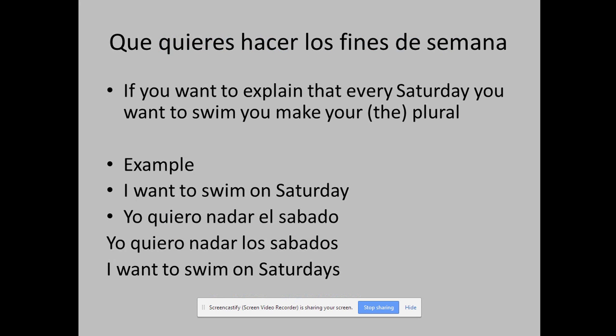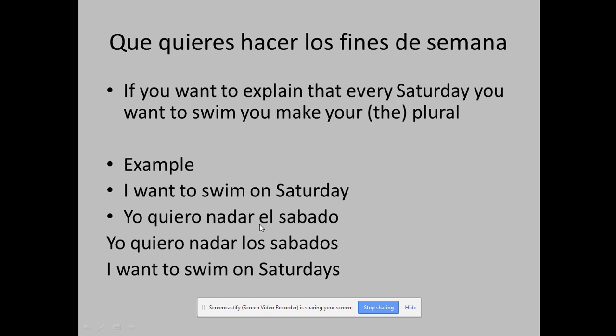The next thing on the list that we need to do is when somebody says, ¿Qué quieres hacer los fines de semana? What do you do on the weekends? If you want to explain that every Saturday you want to swim, you make the plural when you're talking about Saturdays, okay? So if you say, I want to swim on Saturday, you're just talking about one Saturday. It would be this Saturday. So you would say, yo quiero nadar el sábado. You're just talking about one Saturday.